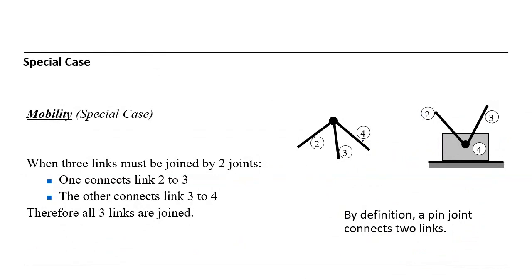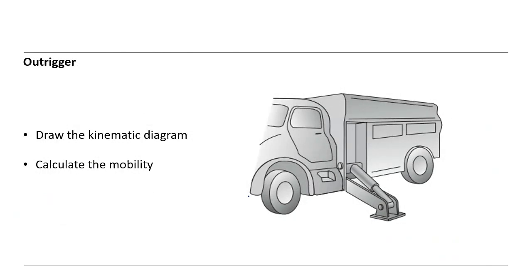So in case that we have such a connection, that means three links are connected at the same joint, then the degree of freedom is 2. A pin joint connects two links. So 3 links must be joined by 2 joints like this. One connects link 2 to 3, and the other connects link 3 to 4. Therefore, all 3 links are joined, and then the degree of freedom is 2.